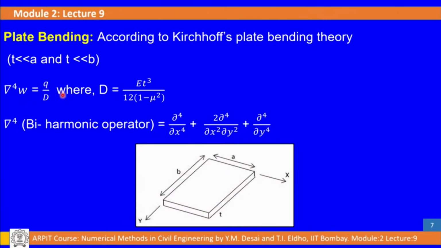What we discussed earlier was a second order differential equation. Now, I talk about a fourth order partial differential equation. This equation we encounter in plate bending in the absence of shear deformation effects. The operator del 4 is known as the biharmonic operator: del 4 by del x 4 plus 2 del 4 by del x square del y square plus del 4 by del y 4.